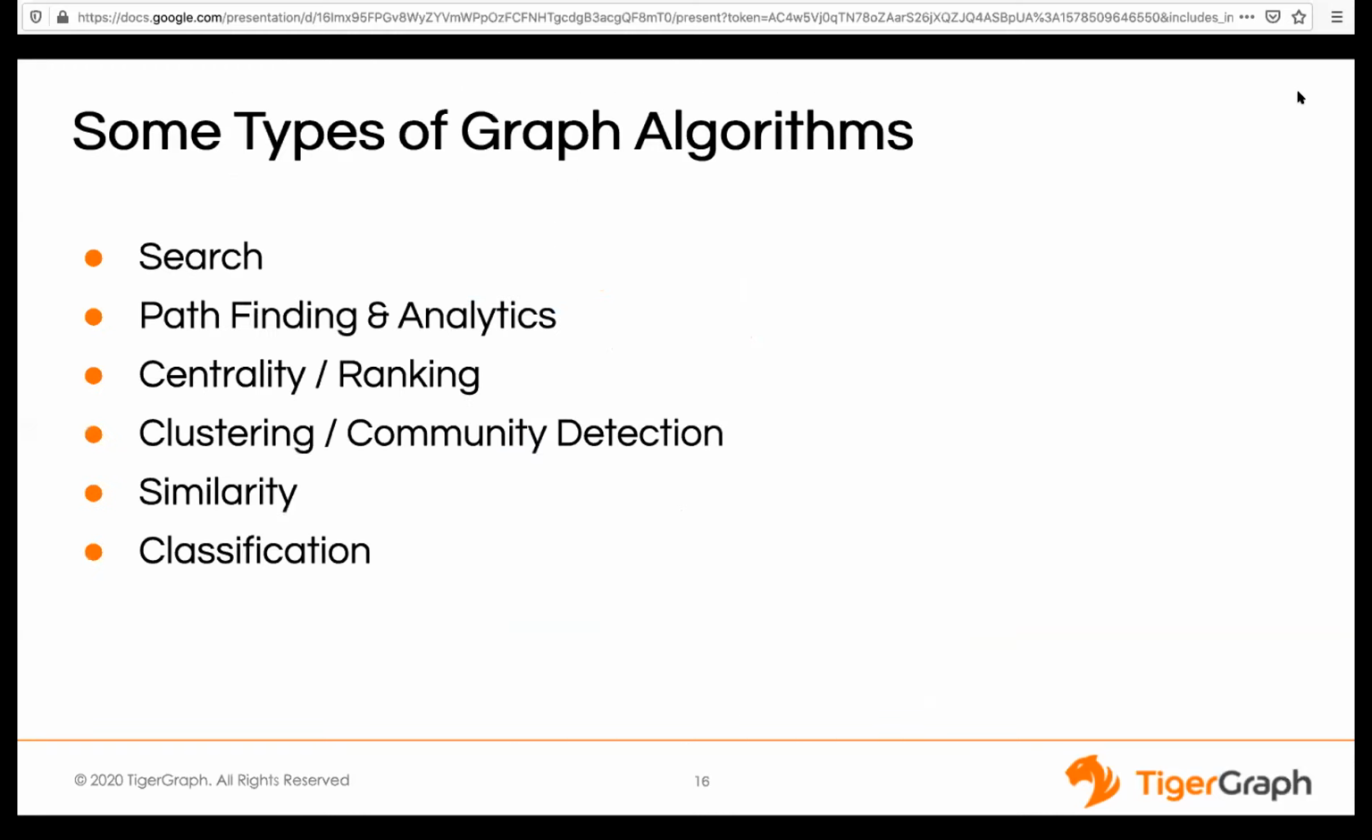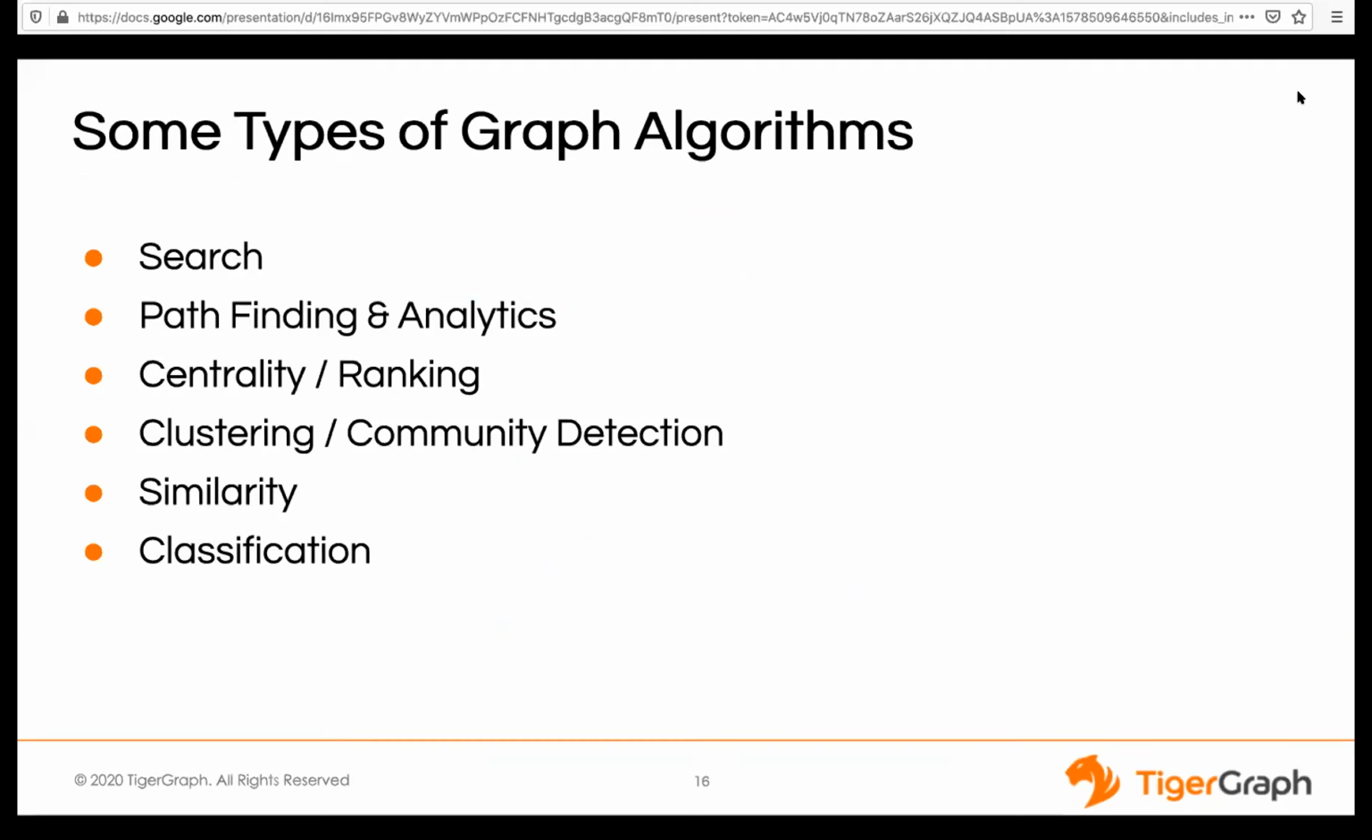I've got a lot I want to cover. So now we are at breaking down some of the different types of algorithms. I came up with six. You could come up with more if you want. The first one is search. We're not going to talk about that in detail.